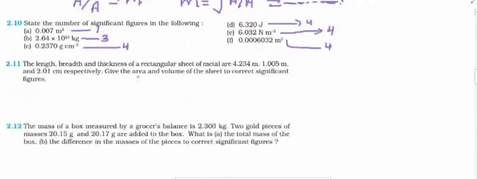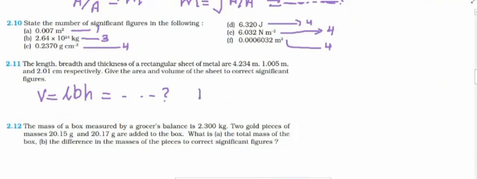Then next, question 11. Length, breadth and thickness of a rectangular sheet of metal values are given. Then give the area and volume of the sheet to correct significant figures. So volume formula, V is equal to LBH. Substitute the values and find the answer. And when you find the answer, you have to apply the rule of significant figures in the product.